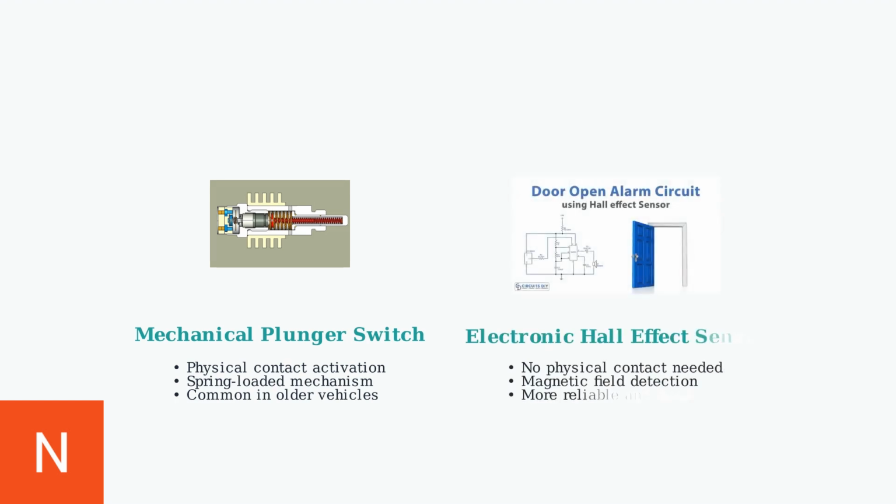Modern vehicles often use Hall effect sensors or proximity sensors. These electronic switches detect door position without physical contact, using magnetic fields or other sensing technologies. When the system works properly, opening the door triggers the switch, which sends a signal to the body control module. The BCM then activates the interior lights for a preset duration.